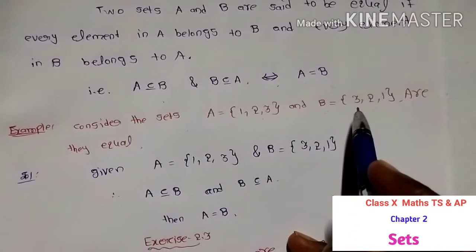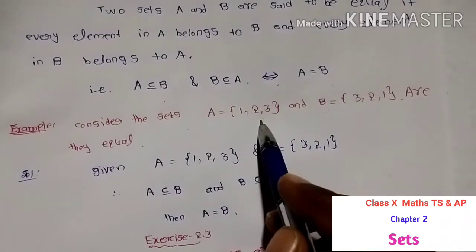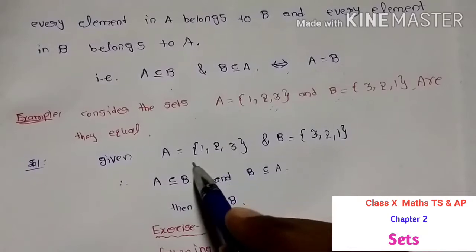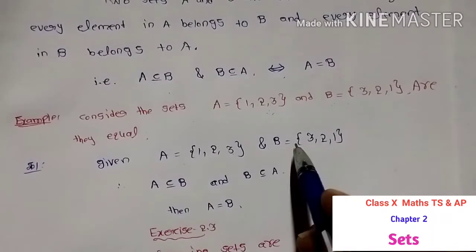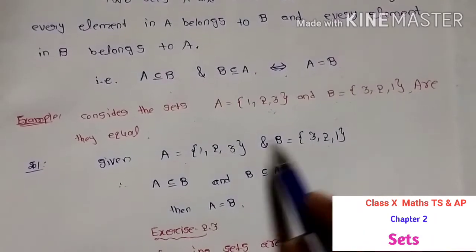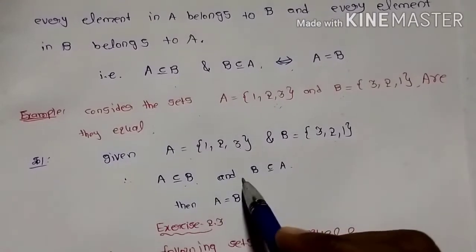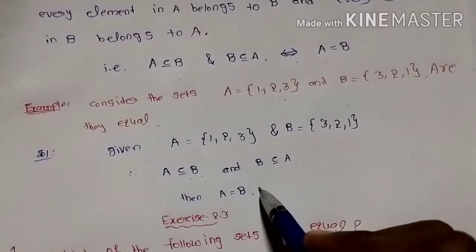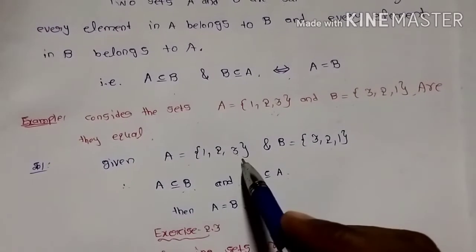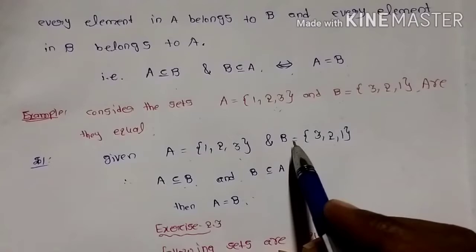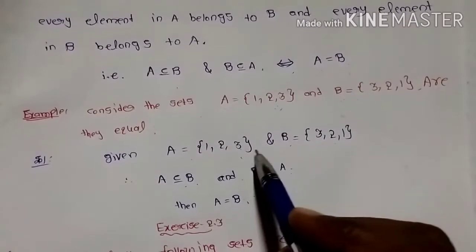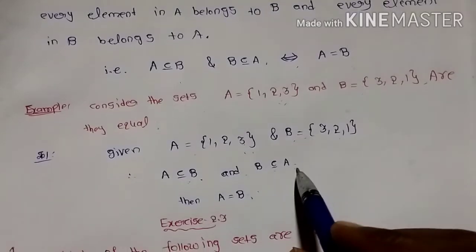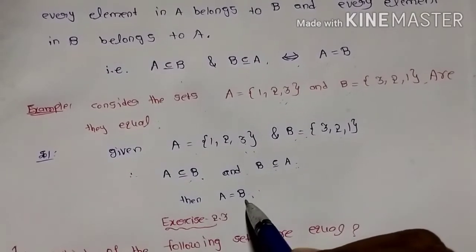You know that in roster form the order of the elements is not important. Yes or no? So we can write A is equal to {1, 2, 3}, B is equal to {3, 2, 1}. A is a subset of or equal to B and B is a subset of or equal to A. That means A is equal to B. Just check whether the two sets have the same elements or not. If they have the same elements, A is a subset of or equal to B and B is a subset of or equal to A. We can write A is equal to B.